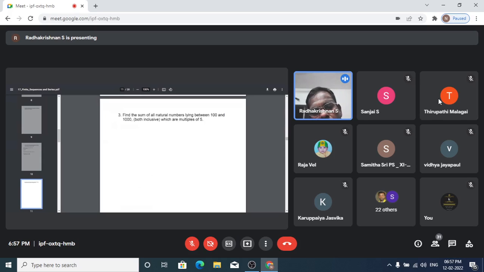100 முதல் 1000 குள்ள 5 வால divisible numbers என்ன இருக்கு? 100க்கு அப்புறம் என்ன இருக்கு? 105, sir. 100, அடுத்தது 105, அடுத்தது 110, 115. So what type of sequence is this? 125. Yes. Arithmetic, sir. Arithmetic progression, sir. Very good. This is an arithmetic progression. So A is 100 and D is 5.